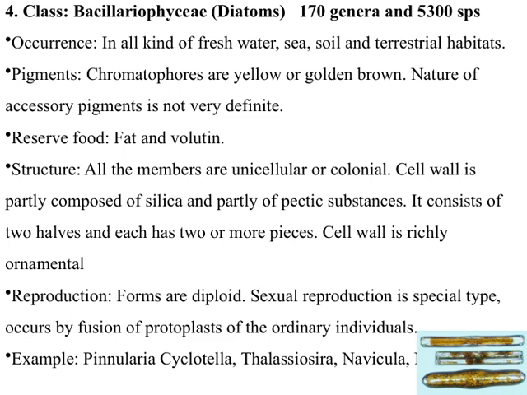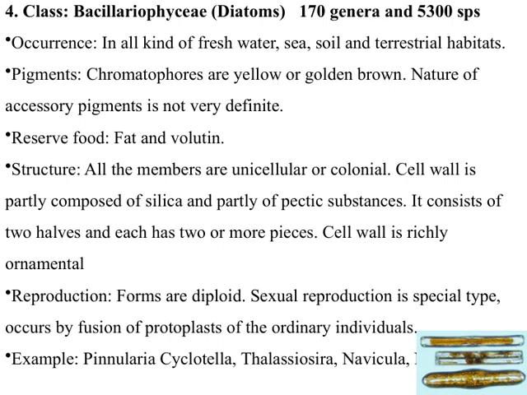Now let's move on to slide 8, which focuses on the class Bacillariophyceae, commonly known as diatoms. These fascinating organisms comprise around 170 genera and approximately 5,300 species, highlighting their diversity and ecological importance. They are incredibly versatile, occurring in almost all types of habitats: freshwater, marine environments, soil, and terrestrial habitats, showing how adaptable they are.